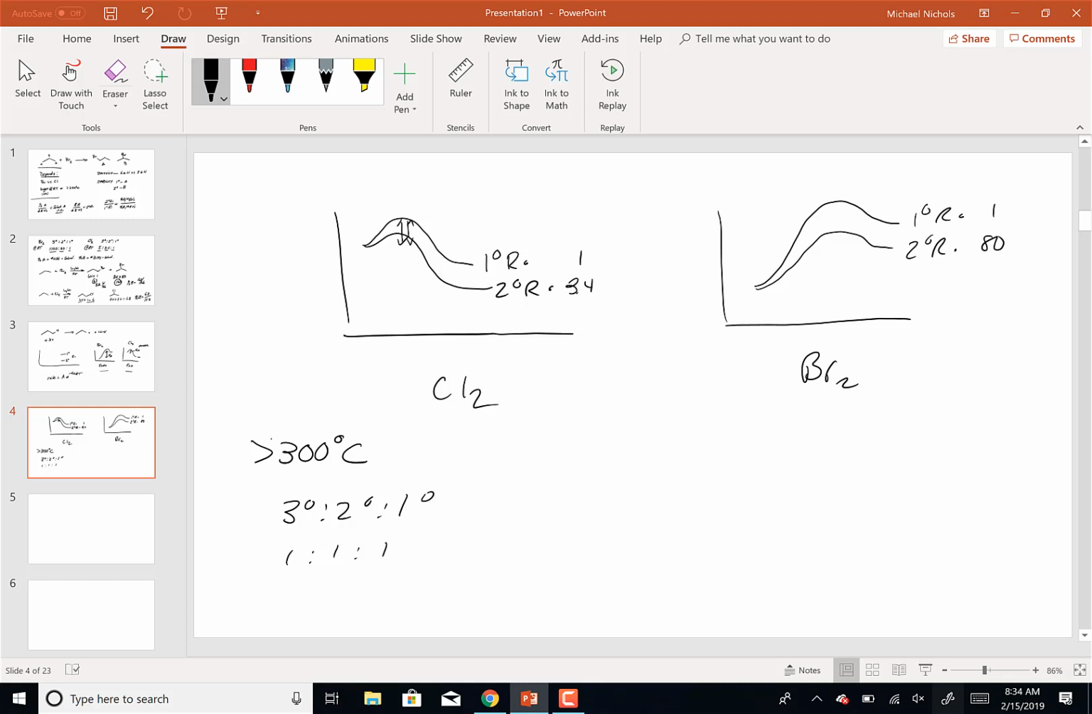So now all of a sudden, these would be the selectivities for either bromination or chlorination. Once we go to 300 degrees Celsius, there's no selectivity, which means in our formula of percent product equals number of hydrogens times the selectivity, if the selectivities now all become 1, what happens? It's now totally based on statistics. So it's totally based on the number of hydrogens.